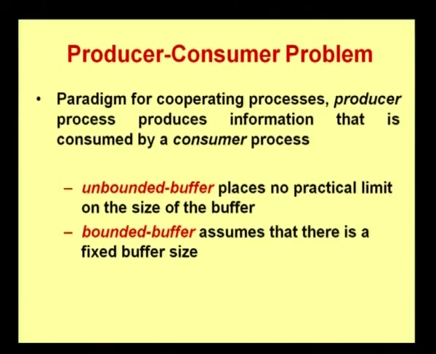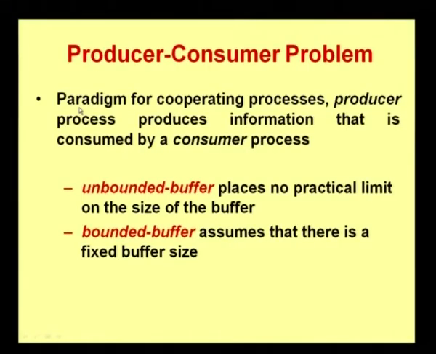Then the next concept is the producer consumer problem. What do you mean by a producer consumer problem? A producer is one which is producing the processes. A producer will keep on producing the processes. A consumer is one which consumes the processes which are being produced by the producer. Such a kind of problem you call a producer consumer problem.